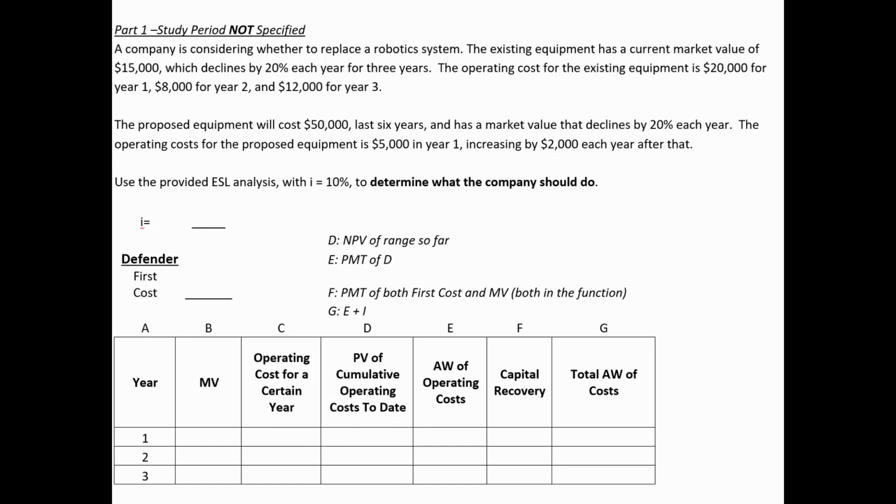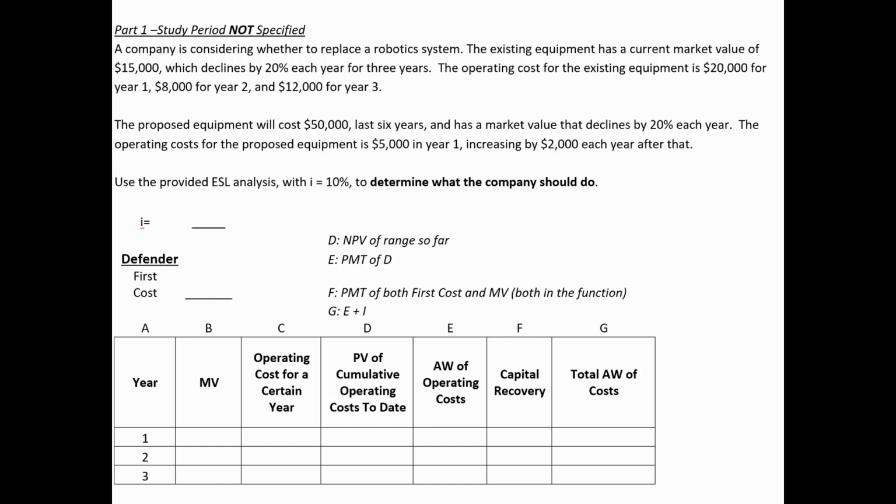Operating costs are specified for the existing equipment. And then you know some stuff about the proposed equipment. Cost $50,000, lasts 6 years, market value. So the question is, find the economic service life of both alternatives. This is the same procedure that you did before. You'll notice that here in column D, you're doing the net present value function. Remember, we used NPV for whichever row we were on, all of the cells, that row included, and the one above it of the operating costs.